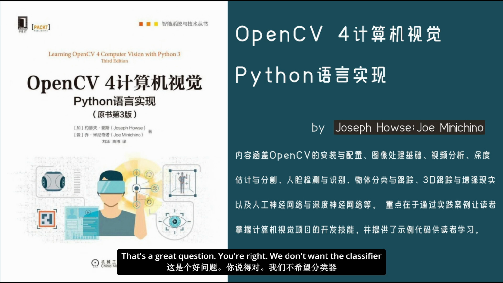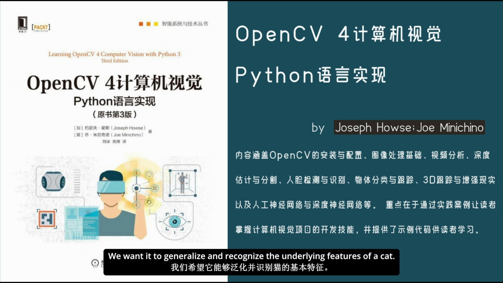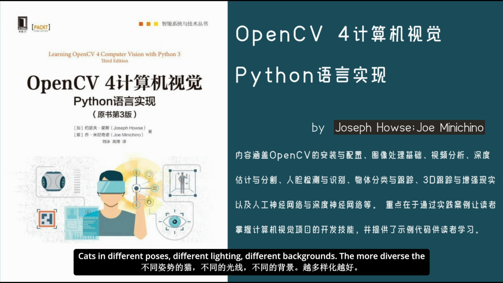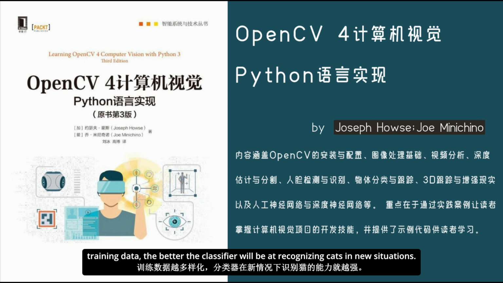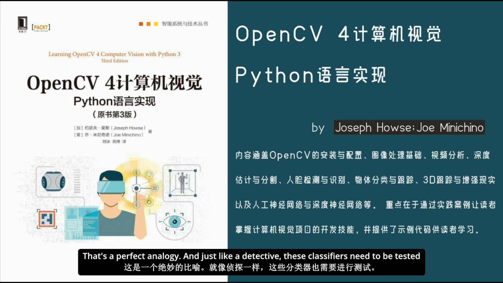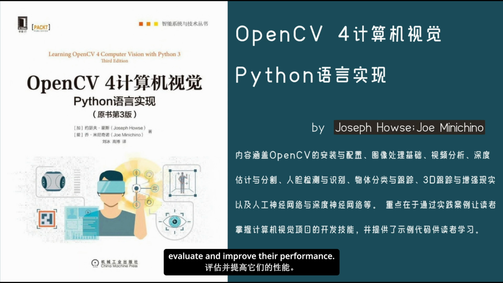That's a great question. You're right, we don't want the classifier to just memorize specific images. We want it to generalize and recognize the underlying features of a cat. That's why it's crucial to train it on a wide variety of images: cats in different poses, different lighting, different backgrounds. The more diverse the training data, the better the classifier will be at recognizing cats in new situations. It's like showing a detective photos of a suspect from every angle in different disguises to make sure they can spot them no matter what. That's a perfect analogy. And just like a detective, these classifiers need to be tested and refined to make sure they're accurate. It's not a one-time setup. You need to constantly evaluate and improve their performance.